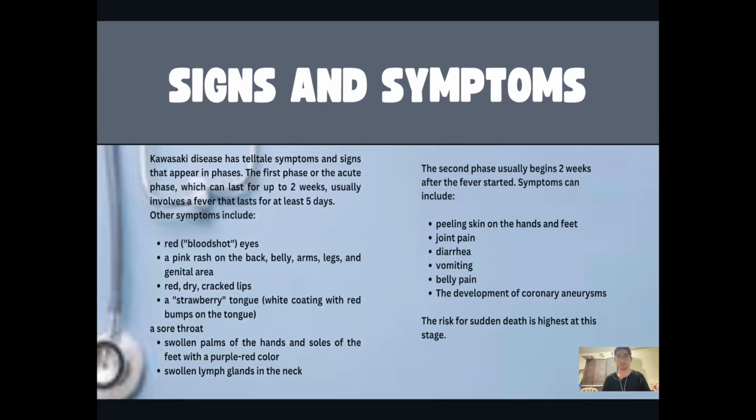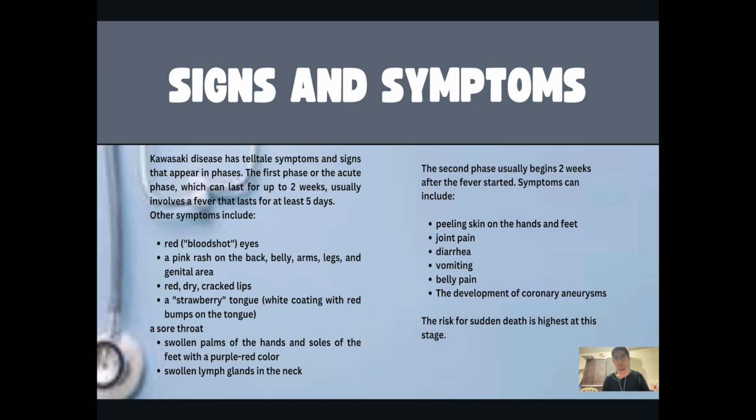So for our signs and symptoms, Kawasaki disease has two phases. The first phase, or the acute phase, can last up to 2 weeks and usually involves fever that lasts for at least 5 days. Other symptoms include red bloodshot eyes, a pink rash on the back, belly, arms, legs, and genital area, red, dry, cracked lips, a strawberry tongue, which looks like a white coating with red bumps on the tongue, a sore throat, swollen palms of the hands and soles of the feet with purple-red color, and swollen lymph glands in the neck.